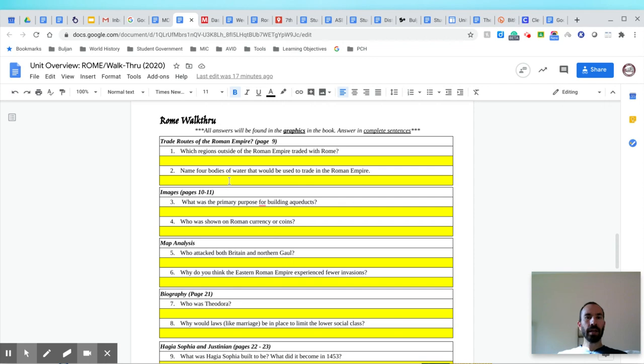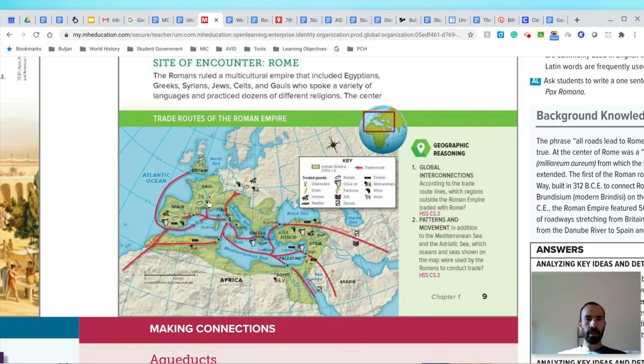Which regions outside of the Roman Empire traded with Rome? So outside the green area, we see Africa and Arabia. We look here, this looks like Asia as well. So you may look at a different map to maybe get an idea of where some of these red lines are coming from. But from what I can see, Africa, Arabia, this is parts of Asia or India. So you would answer that in a complete sentence.